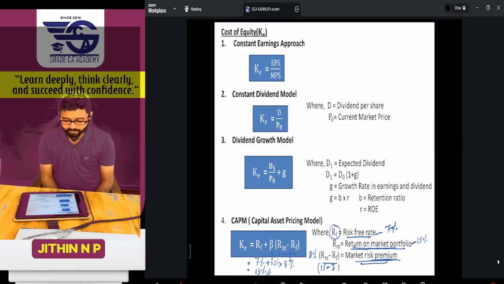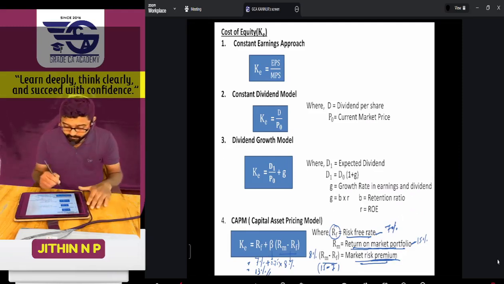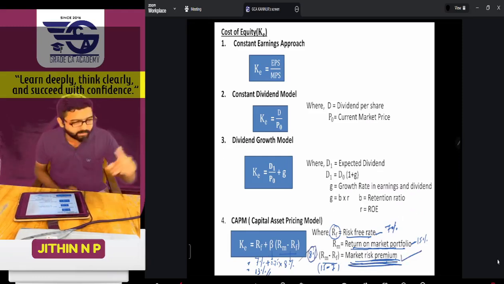What is the formula under the CAPM model? K is equal to RF plus beta into RM minus RF. But you should be careful. If the question directly gives the market risk premium, in that case you should take 8%.